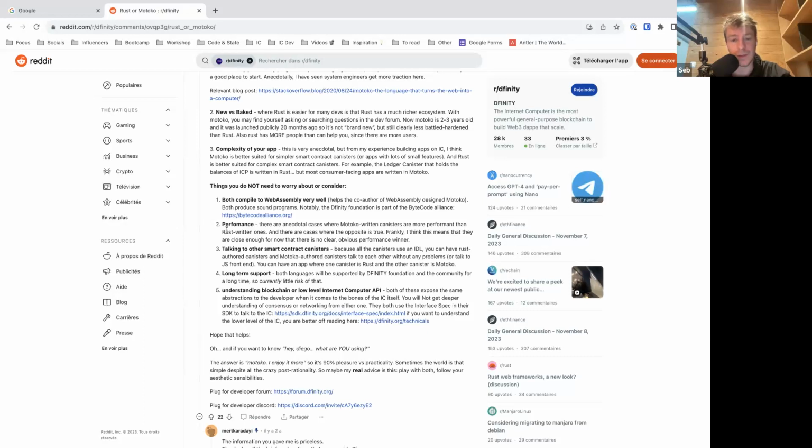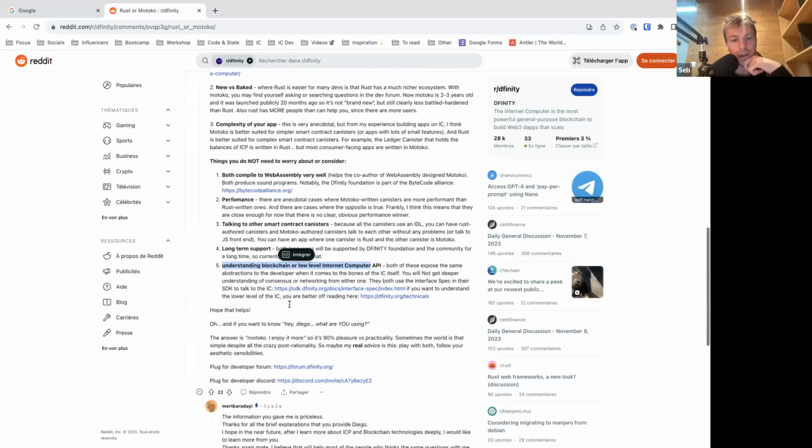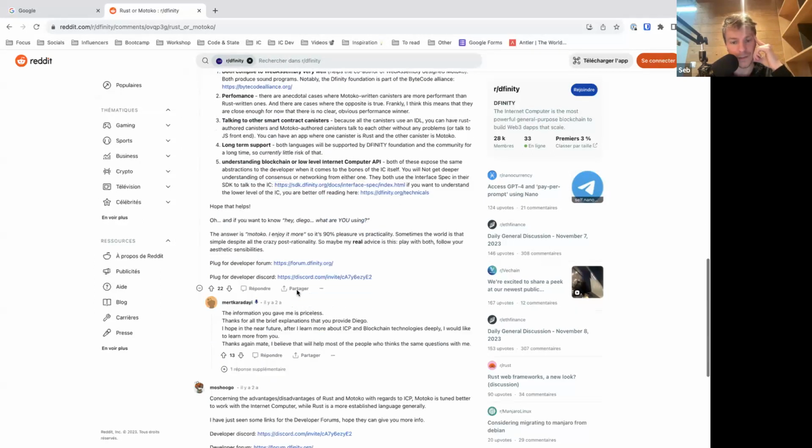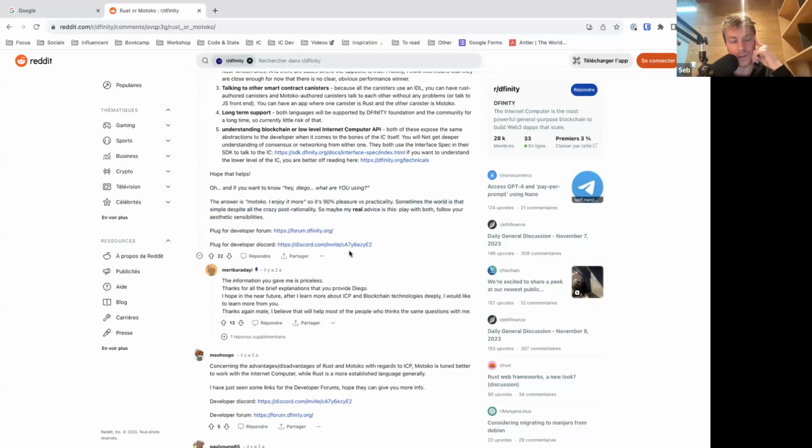Talking to other smart contracts, all the canisters use Candid, so it doesn't matter. It doesn't change anything. You can talk to a Rust canister or a Motoko canister. And you don't understand more about the IC by using Rust or Motoko. It's essentially the same interface spec, the same SDK. And he finishes with a personal opinion. What do you use, Diego? The answer is Motoko. I enjoy it more. So just play with both and follow what you prefer.